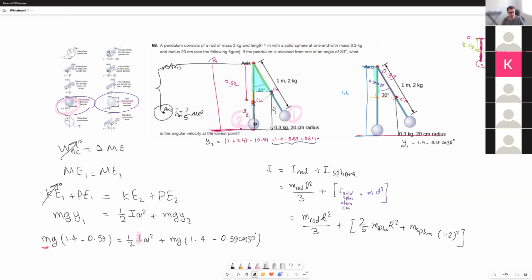Just remember, these two masses are going to be the total mass. The total mass of the system is going to be 1.3 kilograms. And then the mass of the rod here is going to be 2 kilograms. The mass of the sphere is going to be 0.3 kilograms.